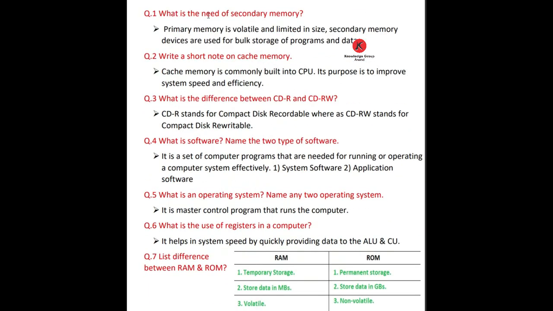Now, question answer. First, what is the need of secondary memory? Primary memory is volatile memory and limited in size. So secondary memory devices are used for bulk storage of programs and data. Write a short note on cache memory. Cache memory is commonly built into the CPU. Its purpose is to improve system speed and efficiency. What is the difference between CDR and CDRW? CDR stands for compact disk recordable, whereas CDRW stands for compact disk rewritable.